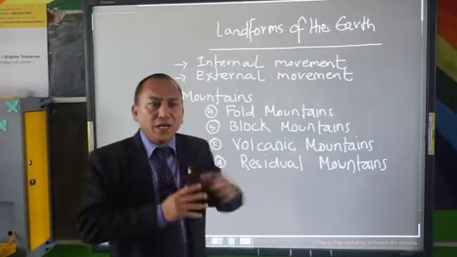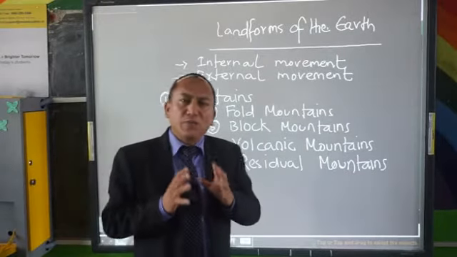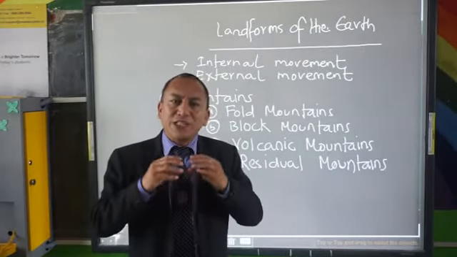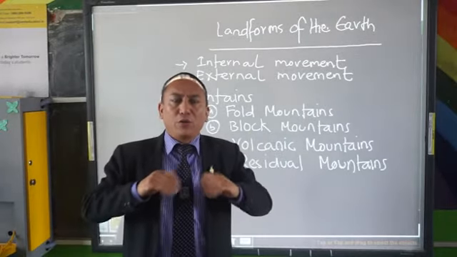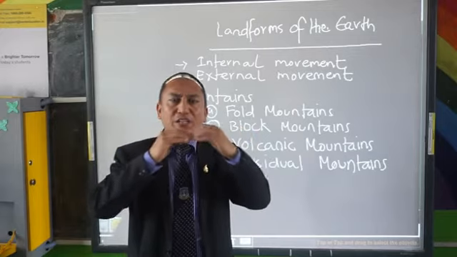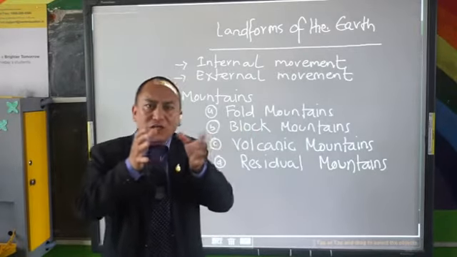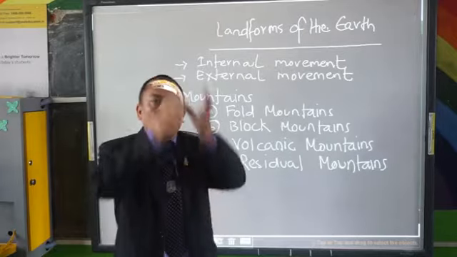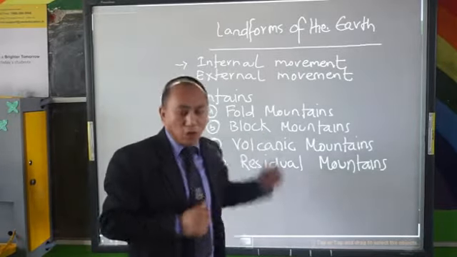In the case of block mountains, they are formed because of the tensional force, when the pressure is applied in opposite directions, whereby the tectonic plates crack, creating faults. And when these faults are created, the lands in between slide down or rise up, resulting in the formation of what is called a block mountain.